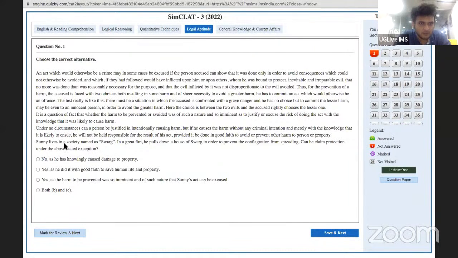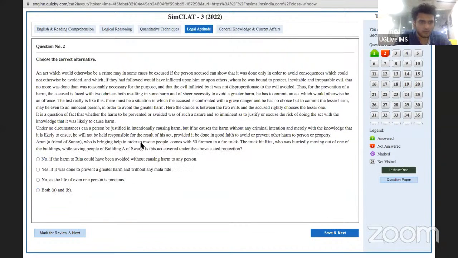Yeah, Sunny lives in a society named Swarg. In grade 5, he pulls down a house of Swarg in order to prevent the conflagration from spreading. Can he claim protection under the above stated exception? What is the above stated exception? Okay. So necessity is basically what it is trying to say, right? What do you think should be the answer, guys? Has to be D. ठीक है, बिल्कुल सही है.